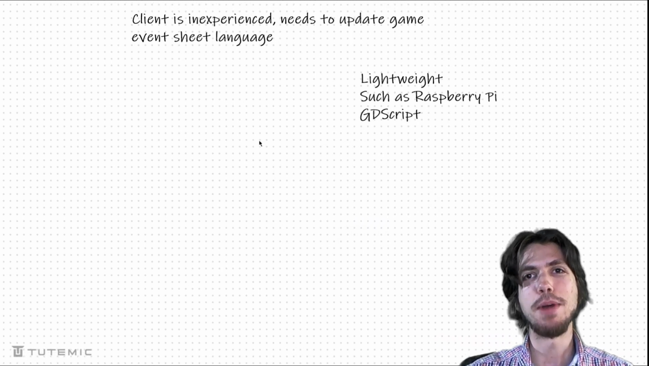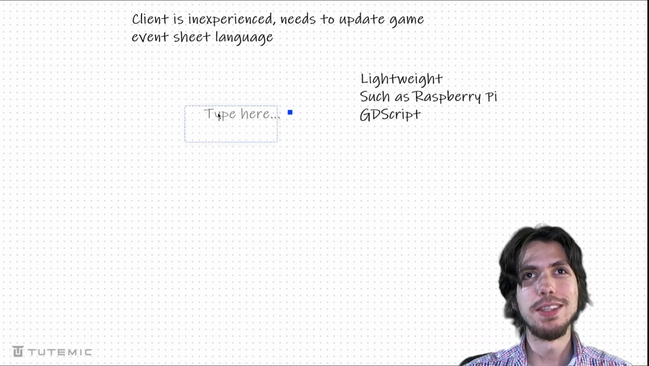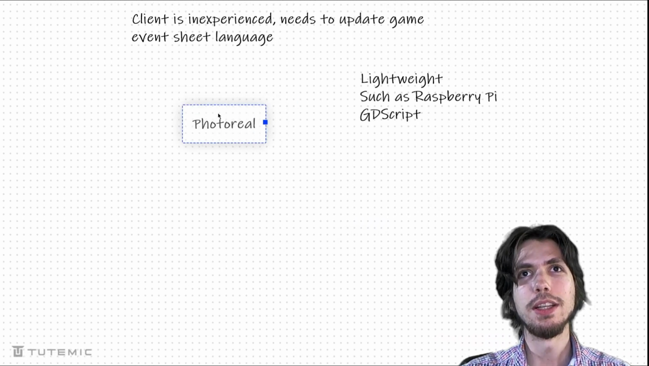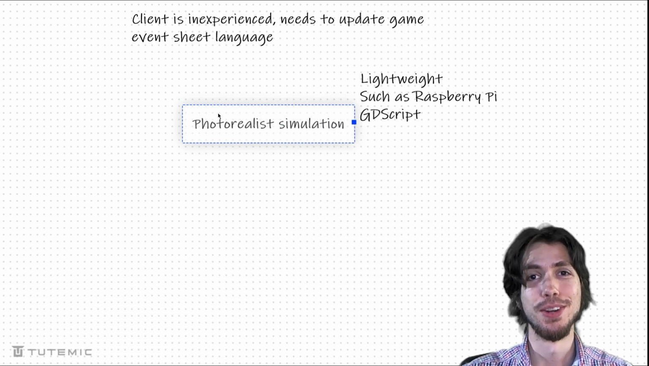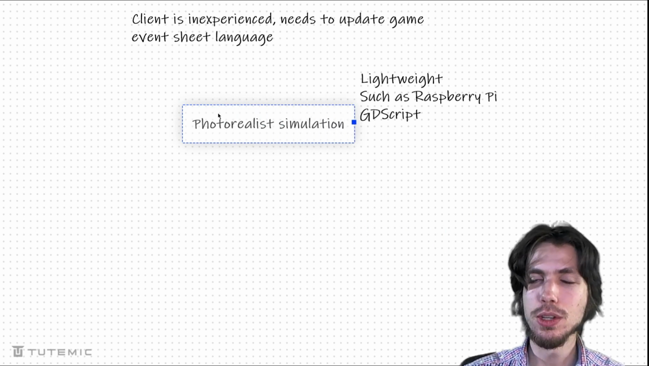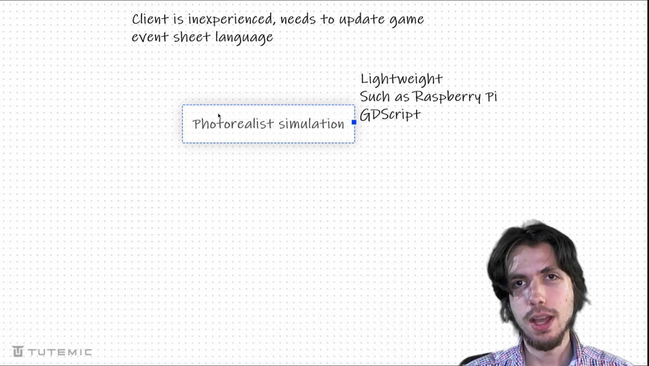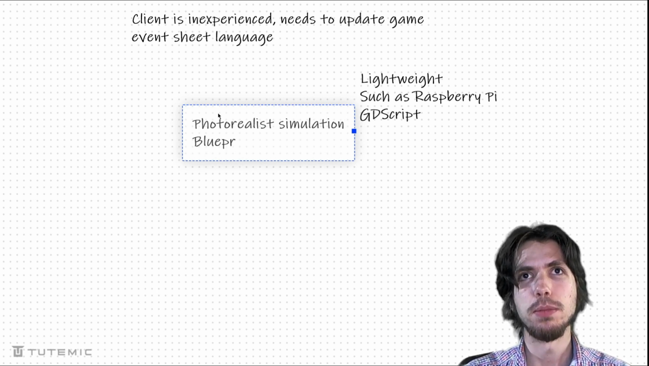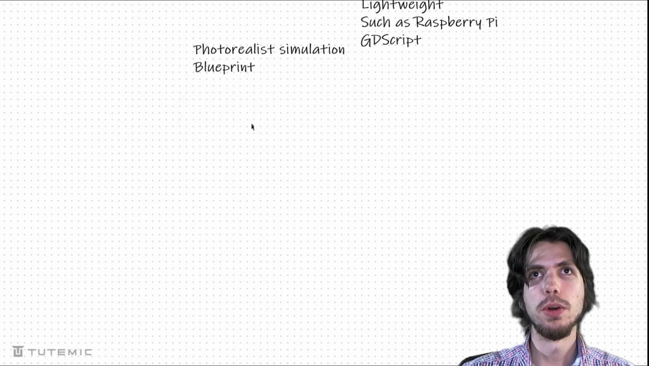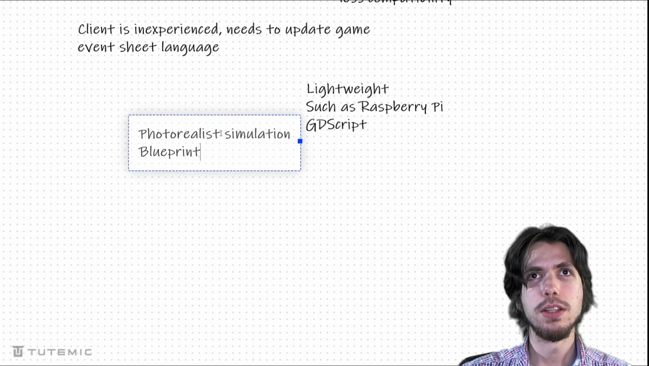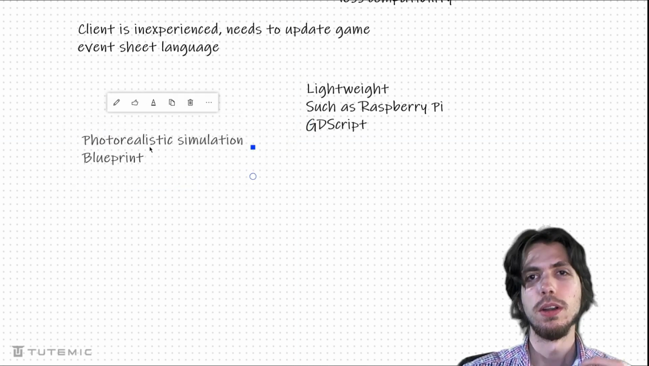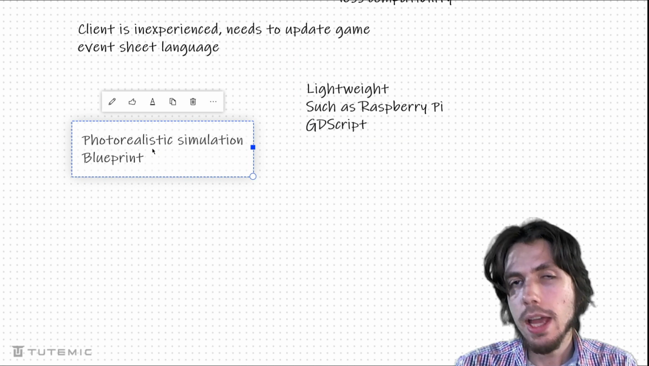All right, I'm just going to keep on going down the line here, right? If you need some kind of photorealistic simulation or some crazy thing like that, I think this should go without saying. It's not the language that matters. It's the engine that matters. And so in this case, I would recommend something like Blueprint, right? So if you need some photorealistic simulation or game, right?